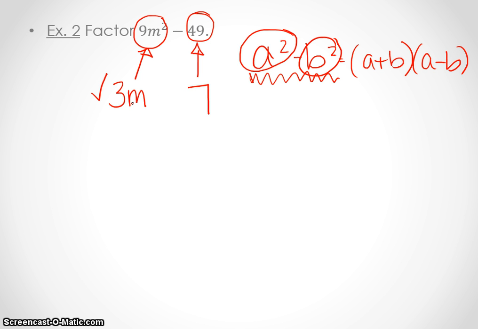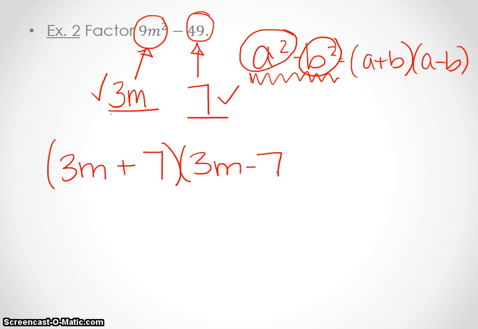So what we do then, since we square rooted them, is we use the 3m and the 7, and we just fill in our a's and our b's. So your a was your first thing, so 3m. So we need 3m plus, and then b was our second thing, so 7. And then we write the exact same polynomial except with the minus. Okay? So this should be our answer. This should be what it factors into.